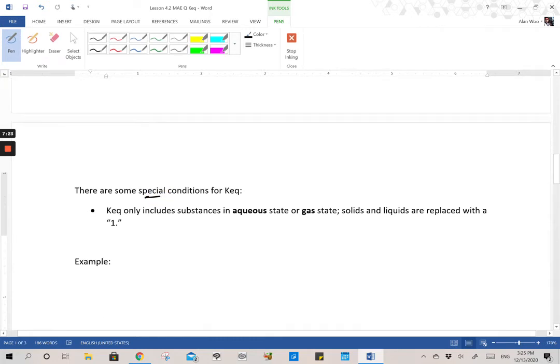So the first special condition, for KEQ, we only include substances that are in aqueous state and/or gas state. Okay, anything that is in solid or liquid states are basically replaced with a 1. Okay, I'll show you what this means. This time we'll use an actual example.